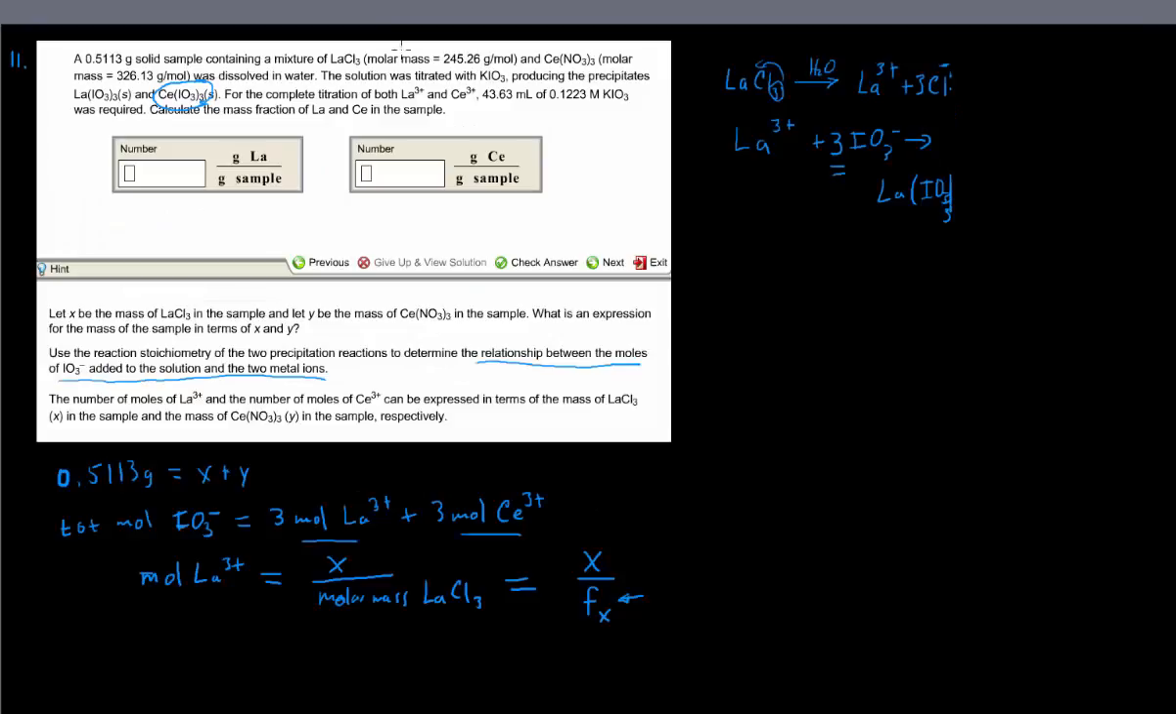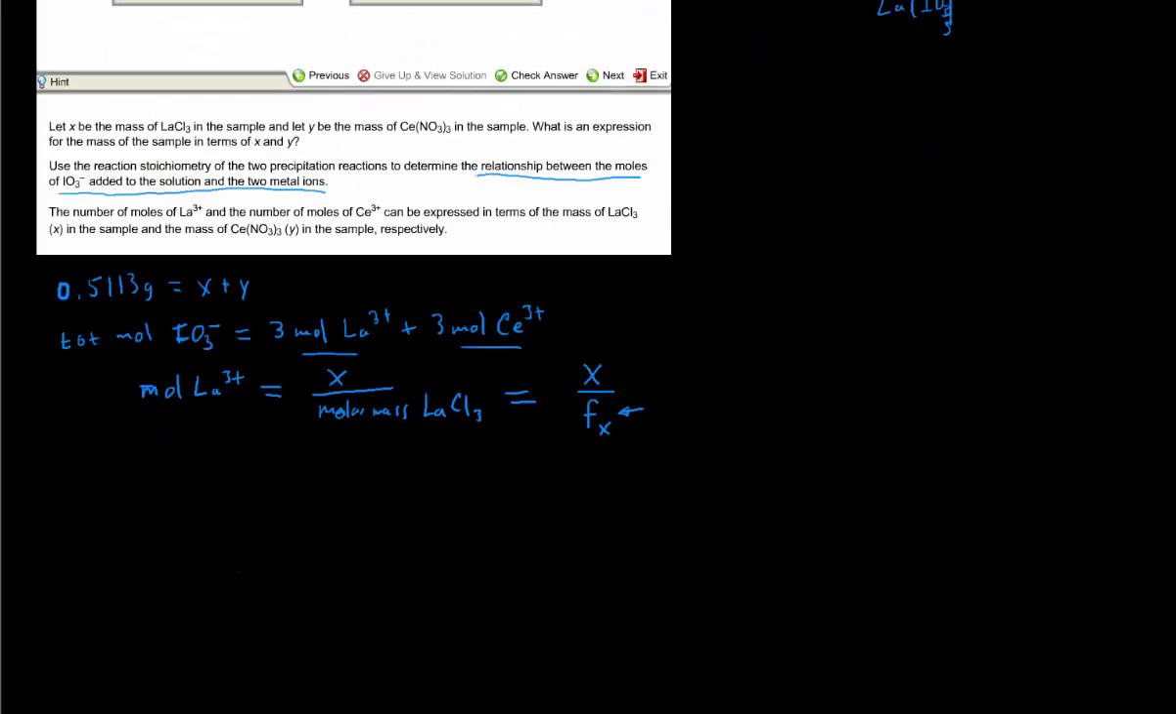problem. So for lanthanum chloride, the molar mass is this number. So that F of X that I'm talking about is this number, 245.26. We can do the same thing for the cerium, and let me write that down. 2 moles cerium 3 plus equals Y divided by, and we'll call it Fy. And so Fy again is the molar mass of cerium nitrate. And that was given to us in the problem.